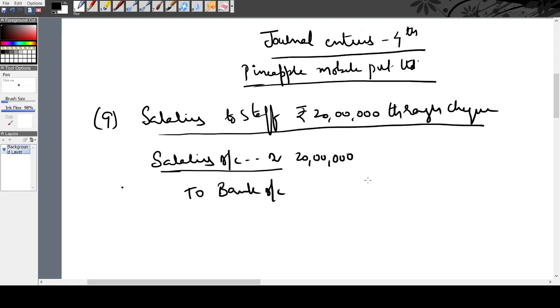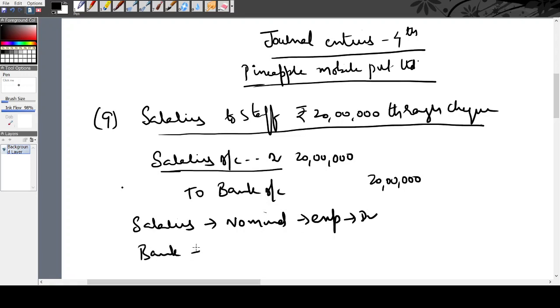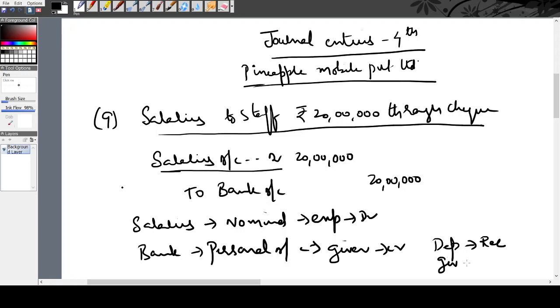We are going to credit bank account because bank is the giver now. When we deposited money in the bank, we regarded bank as the receiver. When the bank is giving the money, we have to credit the account. Salaries are a nominal account. It is an expense, hence debit. Bank is a personal account. We have to now treat the bank as giver, hence credit. When we are withdrawing money from our bank account through checks, we have to record the bank as the giver so that the bank balance reduces.